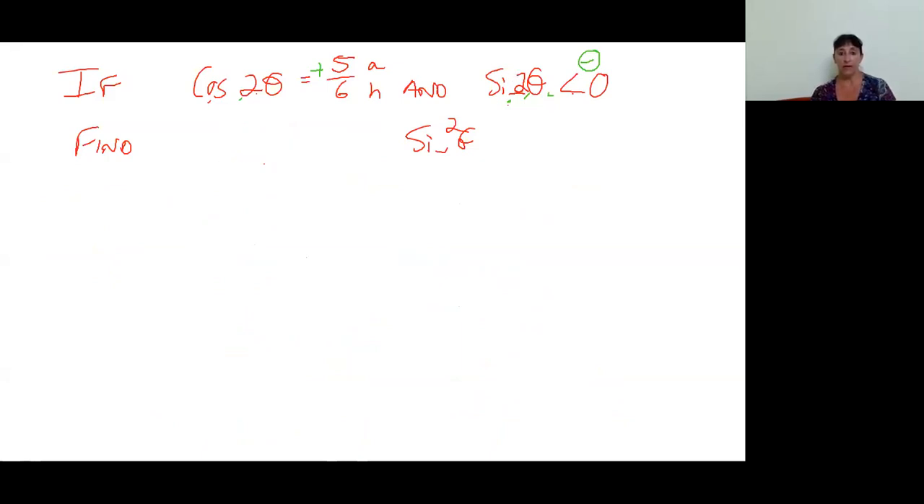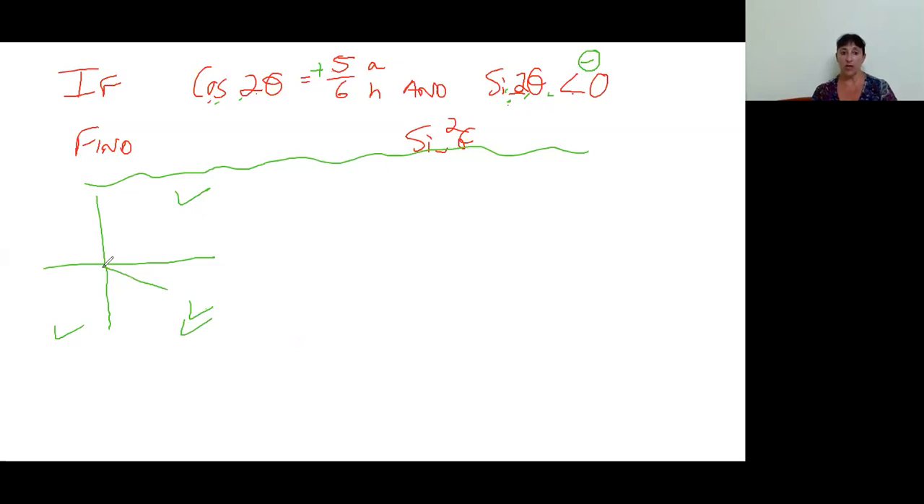So cos is positive in the first and fourth, and sine is negative in the third and fourth. 2 ticks. So this is where I draw my triangle with the 90. That's my reference angle. Adjacent is 5, hypotenuse is 6. Then I do Pythagoras to find y. Square on the hypotenuse is equal to the sum of the squares on the other two sides. 36 minus 25, so y squared equals 11.